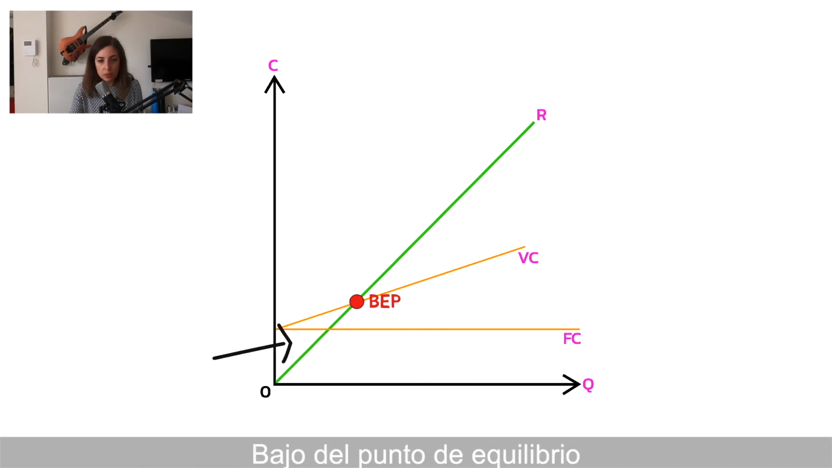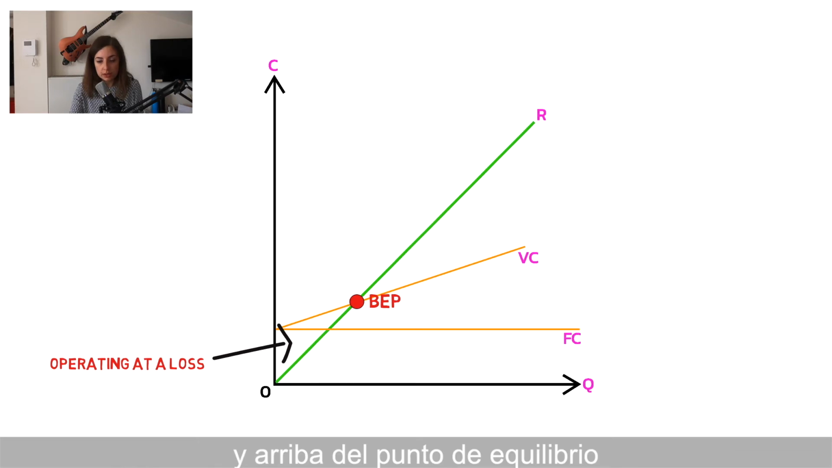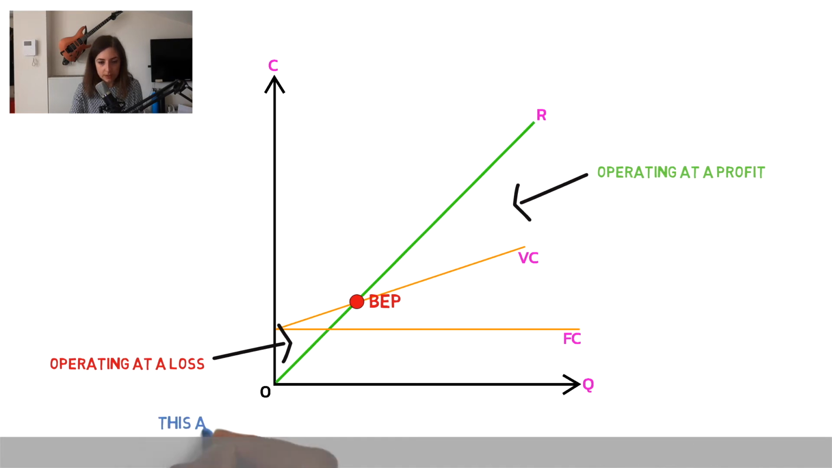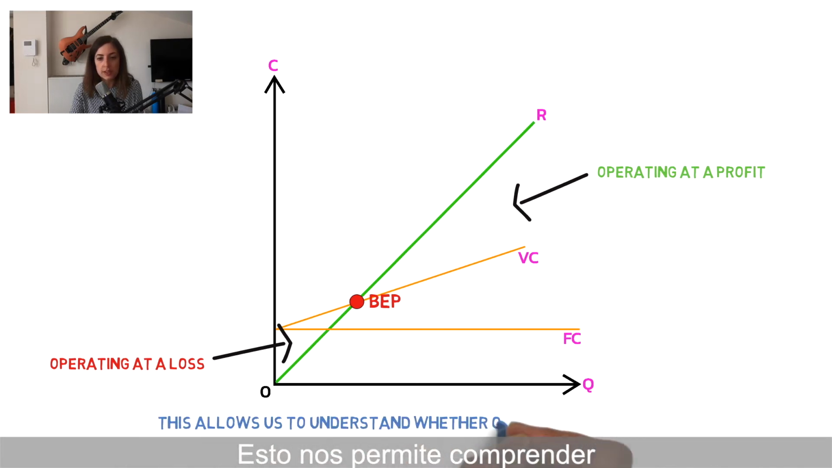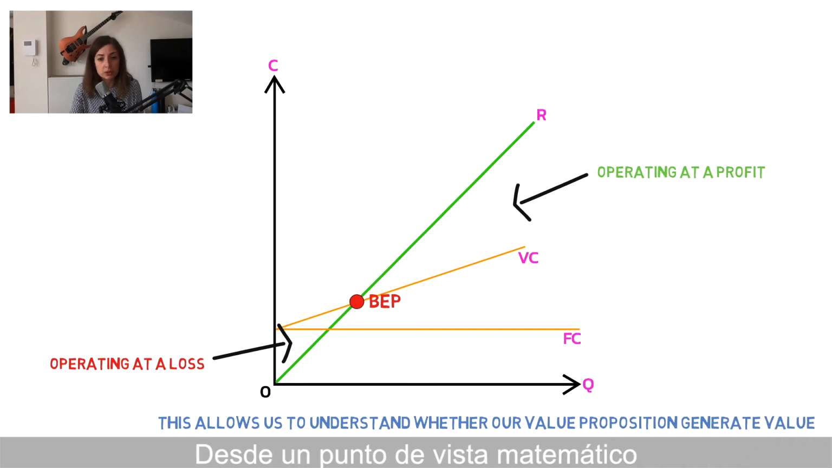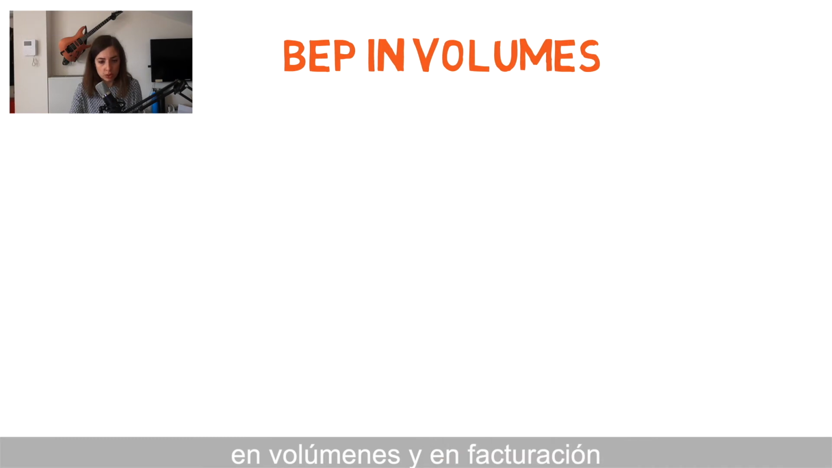Before the break-even point, the social enterprise has an operating loss. Then, after the break-even point, the social enterprise has an operating profit. This allows us to understand whether our value proposition generates value. From a mathematical point of view, the break-even point can be calculated in two ways, in volumes and in turnover.